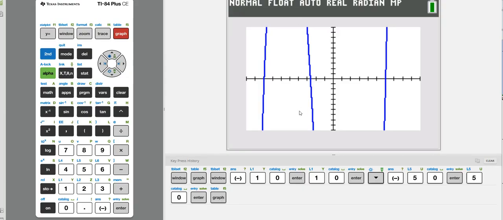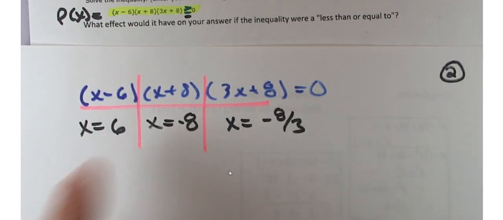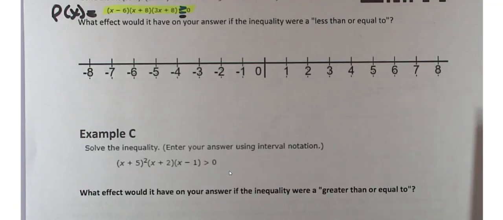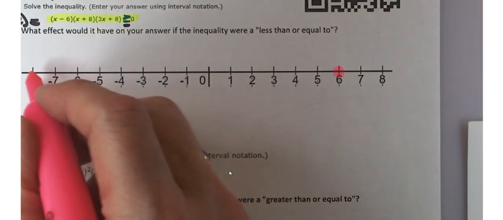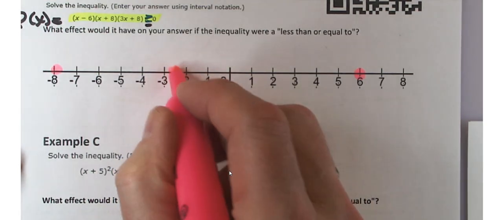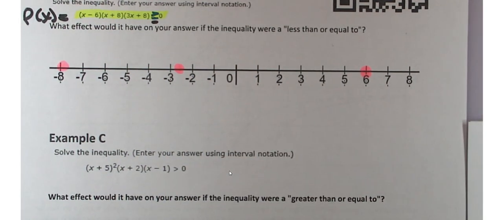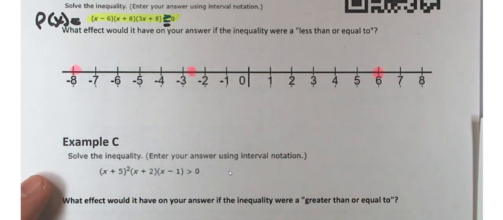So let me make this a little bit easier for us. We don't have to look at the graph at all. All we have to understand is where this graph can change signs. And it can change signs at these points. So let's put these points on our number line. We've got a point at 6, a point at negative 8, and a point at negative 8/3, which is about here, negative 2 2/3. So this is where the graph can change signs. Now the question is, is the graph positive or negative in these intervals? Well, let's check it out.